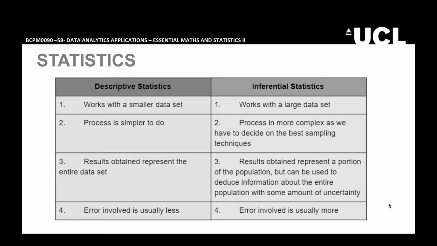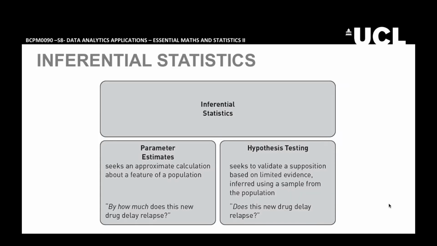As we said in our last session, the processes are usually more complex than in descriptive statistics, and the error involved could usually be greater. Within inferential statistics, we can distinguish between parameter estimates, which basically seek an approximate calculation about a feature of a population, and hypothesis testing, which seeks to validate a supposition based on certain evidence, but that is limited. We are going to infer this evidence by using a sample from the whole population.